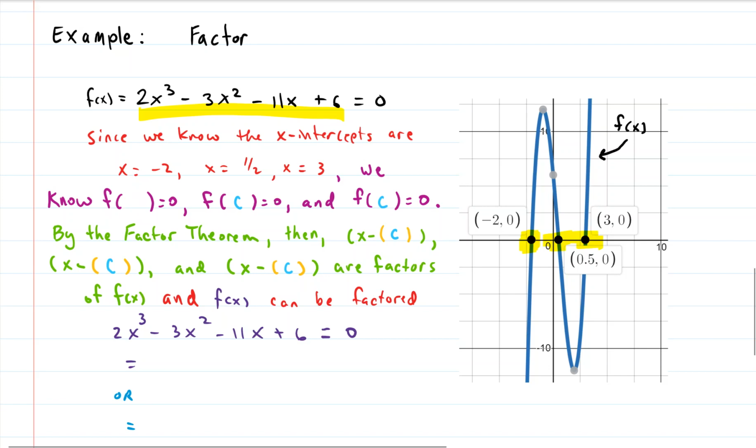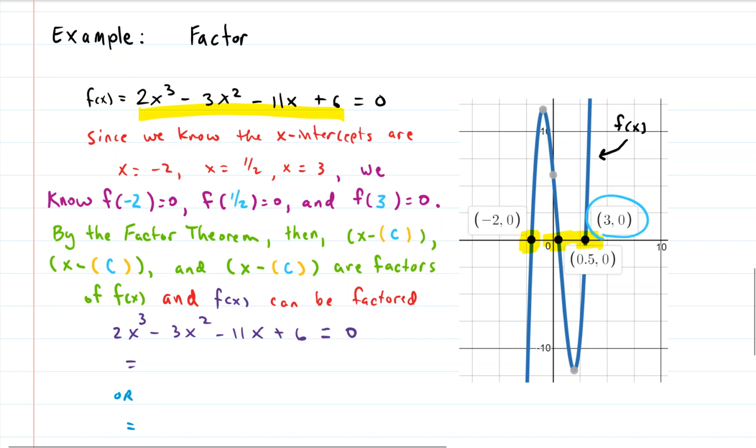So we know that f of -2 equals 0. We know that f of, what's the other one? 1/2 equals 0. And the last one is f of 3. We know that if we put 3 in the function, out would pop 0 because we can see it here in the graph. It's clear right there. I just circled in blue.